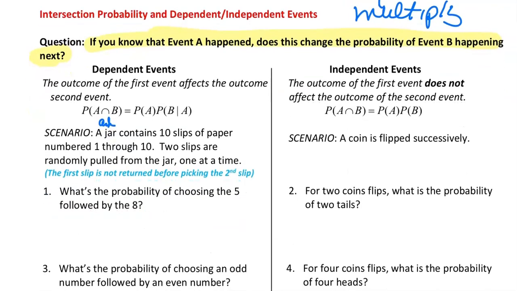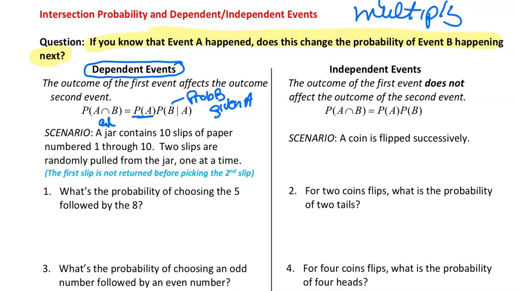So notice this notation. We are familiar with probability of A, but this says probability of B given that A has already happened. Okay, so let's think about this. Here's our scenario. Now we have dependent events. That's telling me that the second event is dependent on the first event that's already happened. Okay, a jar contains 10 slips of paper numbered 1 through 10. 2 slips are randomly pulled from the jar, one at a time. What's the probability of choosing the 5 followed by the 8?